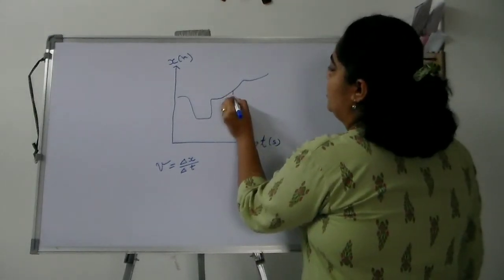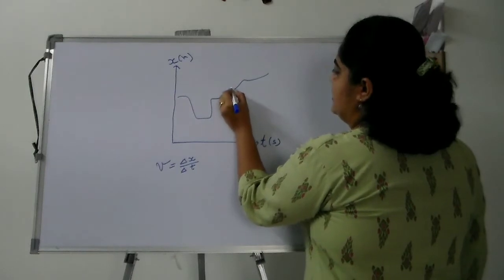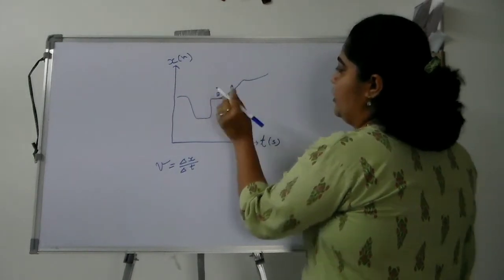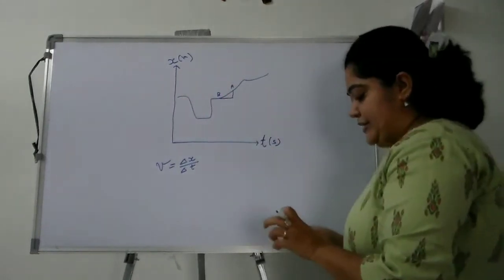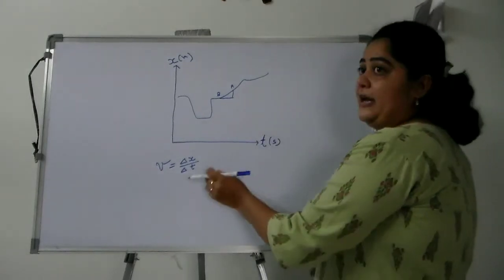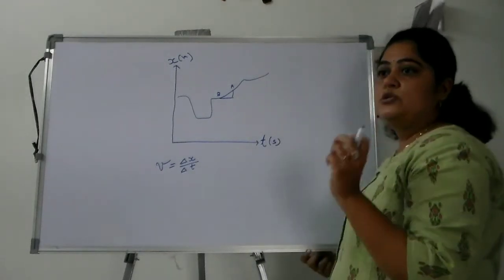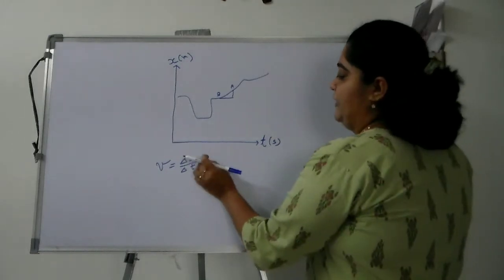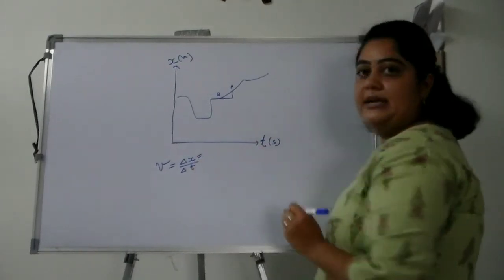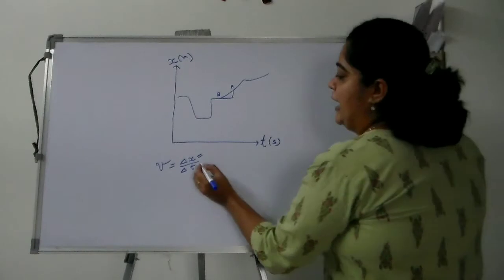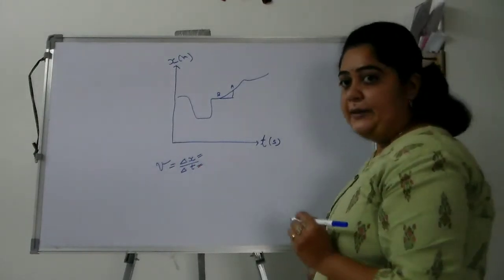So for this particular case, say it is A and B. For the distance A and B, we are calculating the velocity. So how do we calculate the velocity? We take the difference in the distance, that is the displacement, and the difference in time.